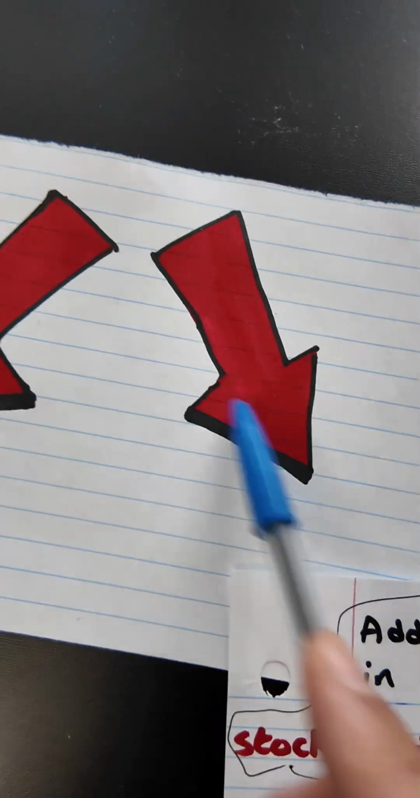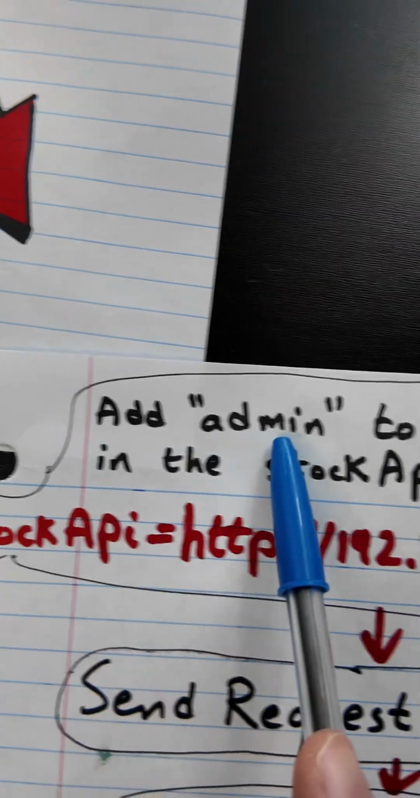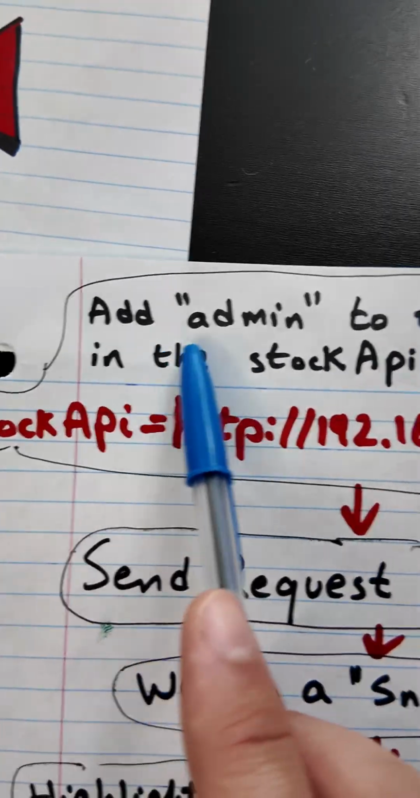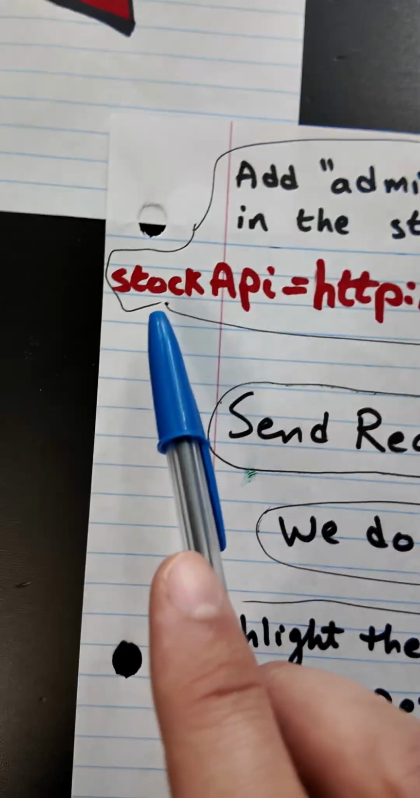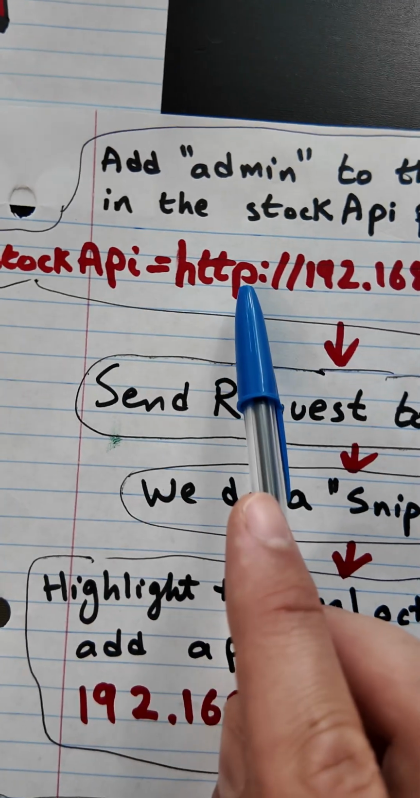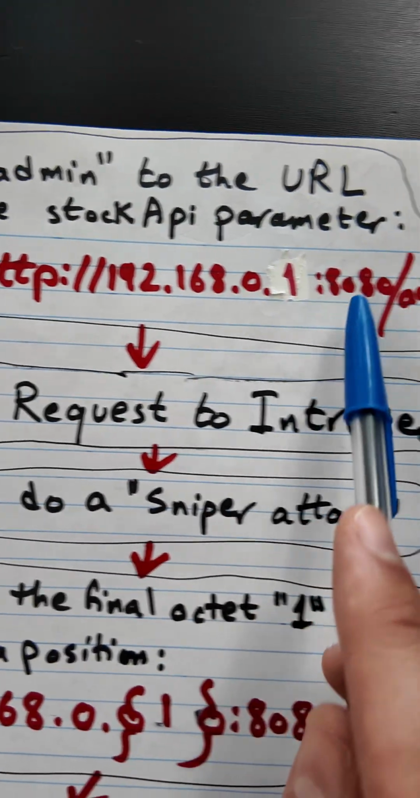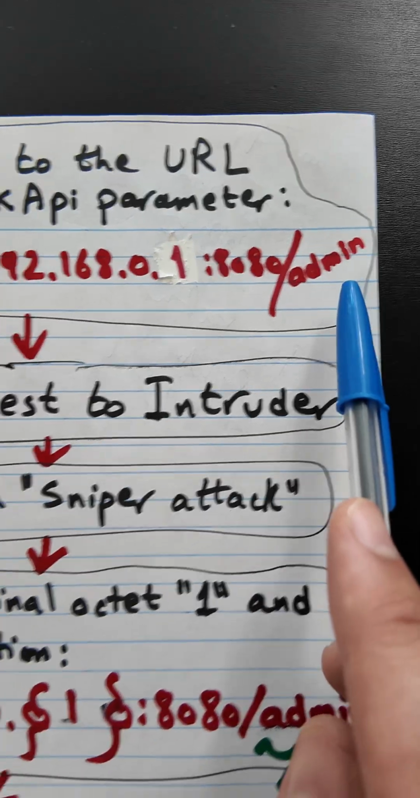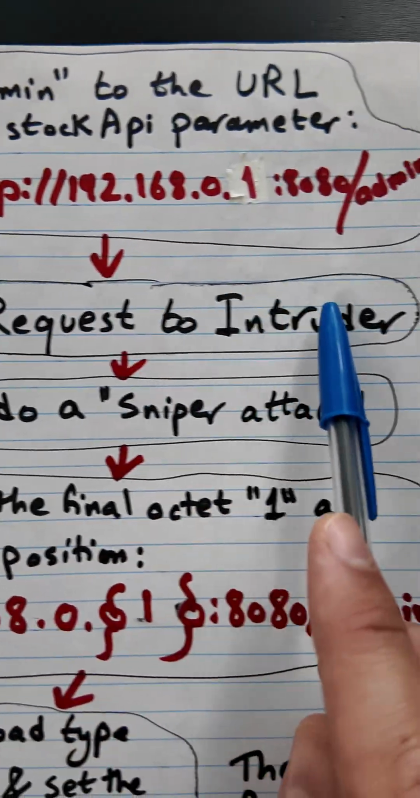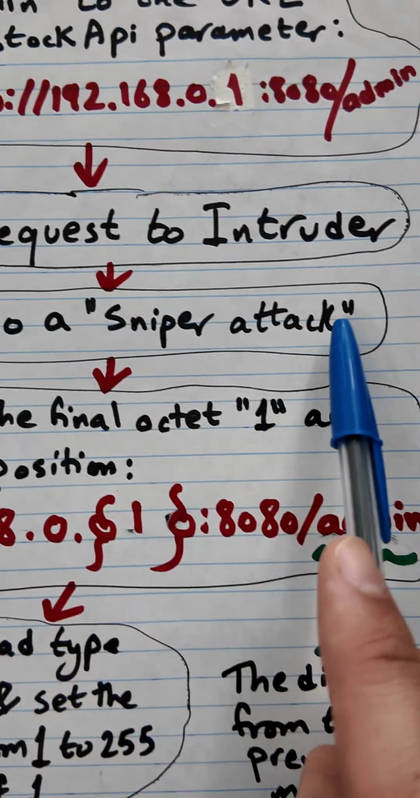Now we do the second solution method. We add /admin to the URL in the stockApi parameter. So we have stockApi equals http://, the IP address, port 8080/admin. We send the request to Intruder. We do a sniper attack.